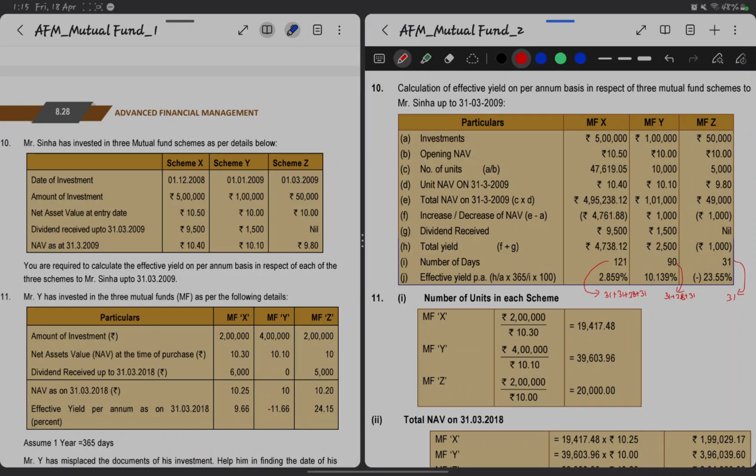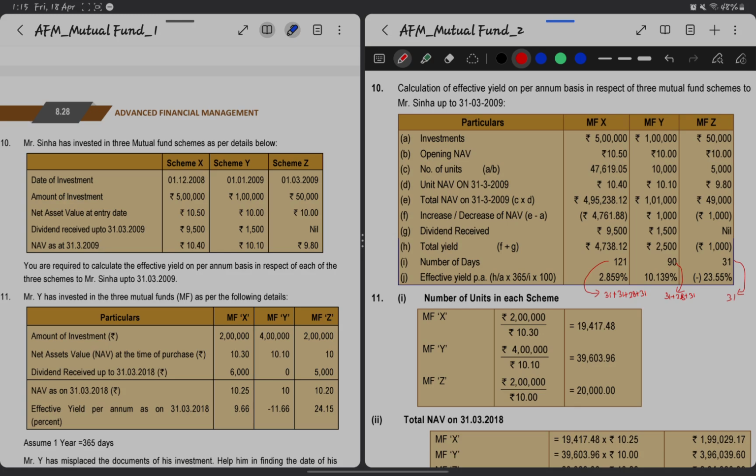Hi CA students, let's revise CA Final AFM, Chapter 8 Mutual Funds, Practical Question 10. Mr. Sinha has invested in 3 mutual fund schemes as per details below. Date of investment is given for the 3 schemes, and the amount of investment and net asset value on entry date. Entry date is nothing but when we bought that scheme.